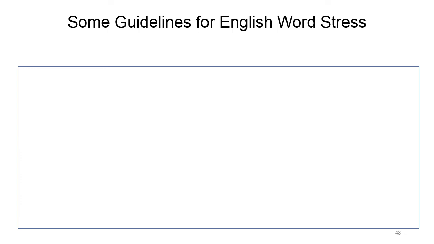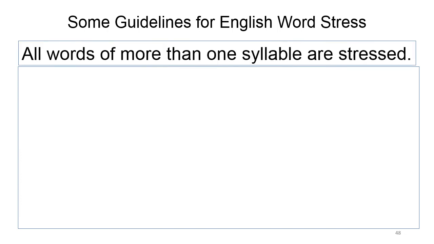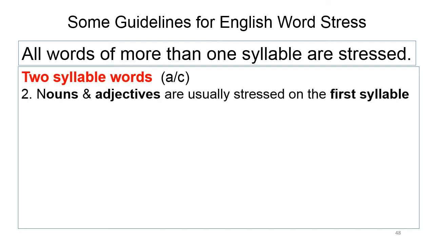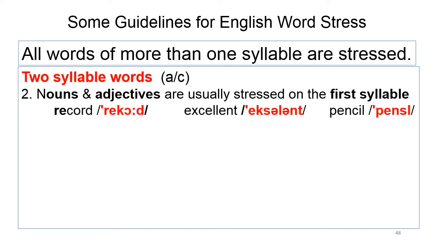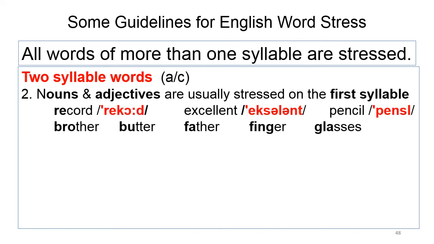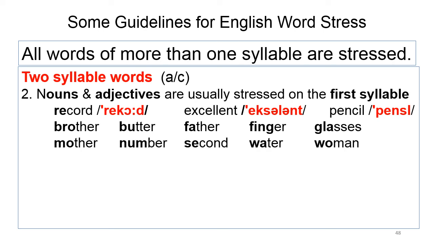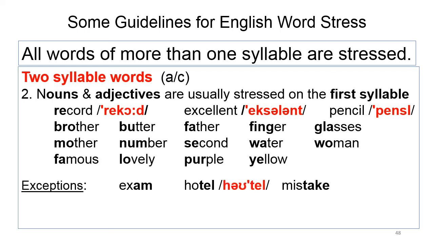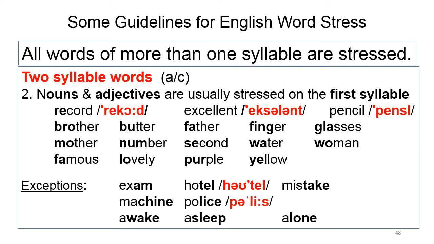Words with more than one syllable have stress on one of the syllables. First, two-syllable words. Nouns and adjectives are usually, but not always, stressed on the first syllable: record, excellent, pencil, brother, butter, father, finger, glasses, mother, number, second, water, woman, famous, lovely, purple, yellow. Exceptions are exam, hotel, mistake, machine, police, awake, asleep, alone, stressed on the second syllable.